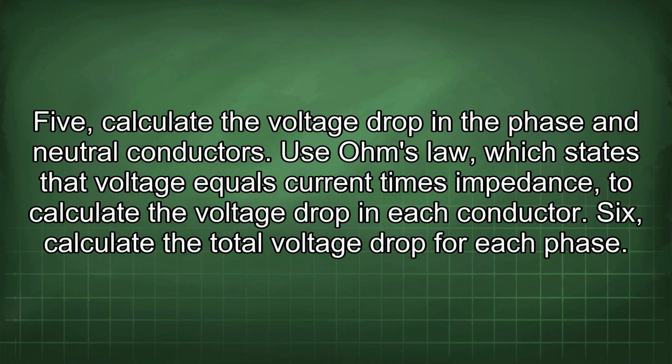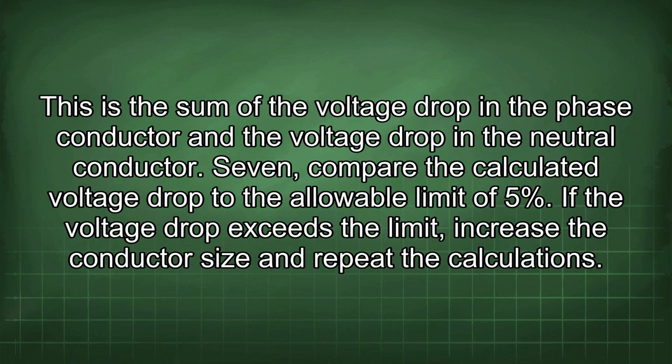6. Calculate the total voltage drop for each phase. This is the sum of the voltage drop in the phase conductor and the voltage drop in the neutral conductor. 7. Compare the calculated voltage drop to the allowable limit of 5%. If the voltage drop exceeds the limit, increase the conductor size and repeat the calculations.